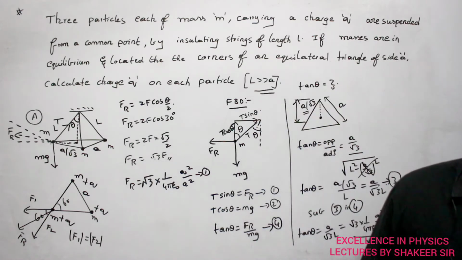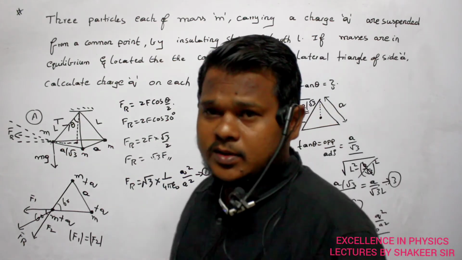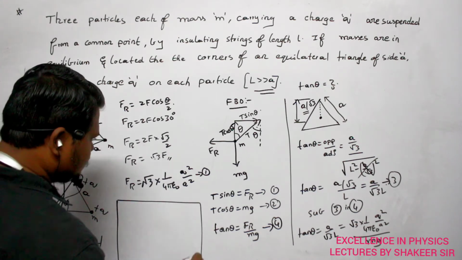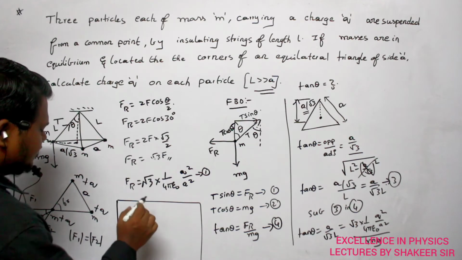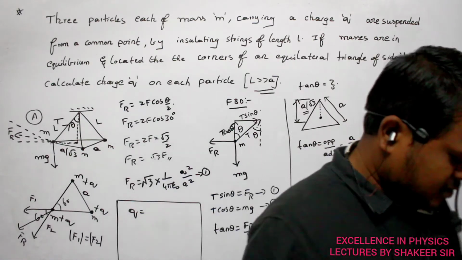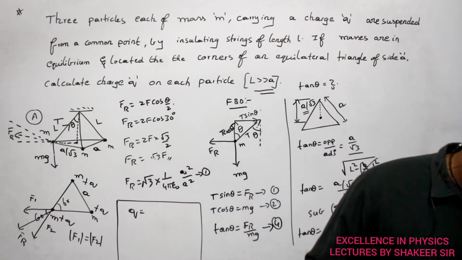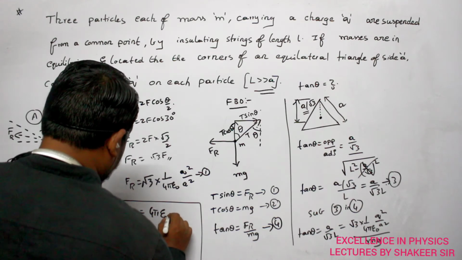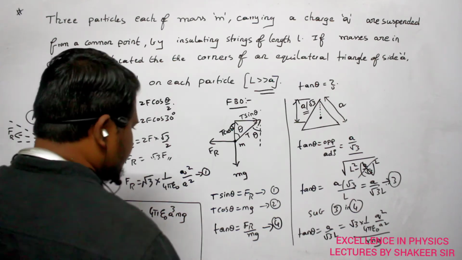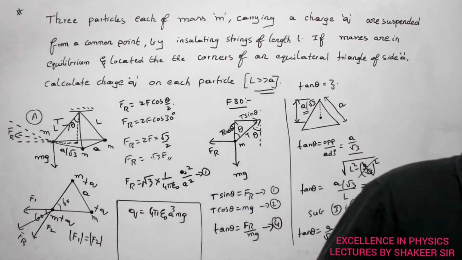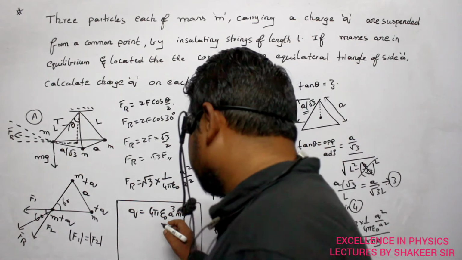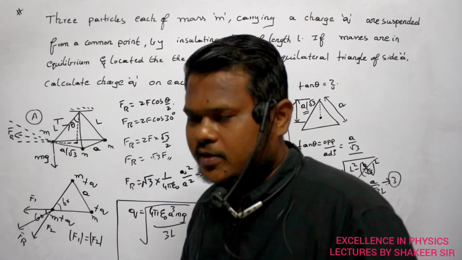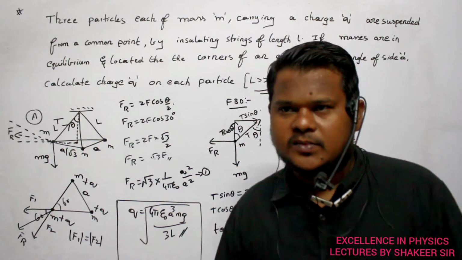Clear? Come on. So, shall I write the Q value here? The final Q value which I will get is this one: 4 pi epsilon naught A cube mg divided by 3L, whole root. That is the value of Q which you should get.